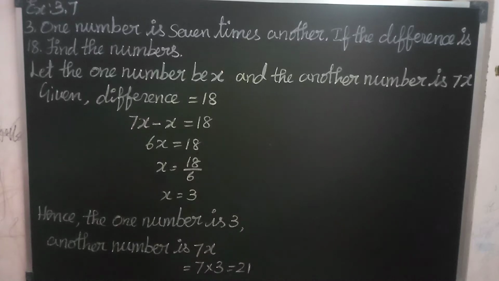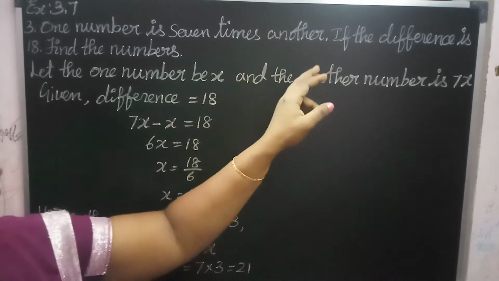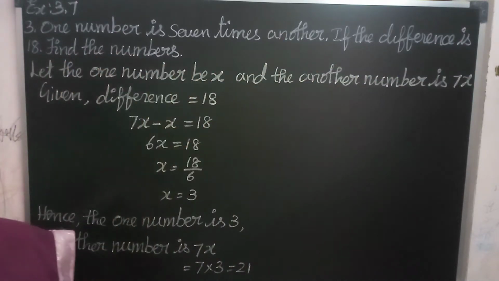Dear children, now we are going to see exercise 3.7 sums. 1 and 2 is homework for you. Third one: one number is 7 times another. If the difference is 18, find the numbers.